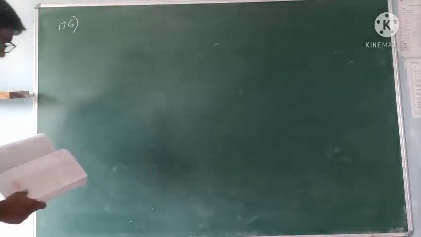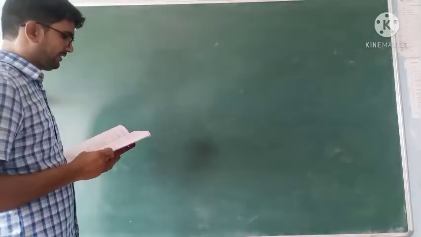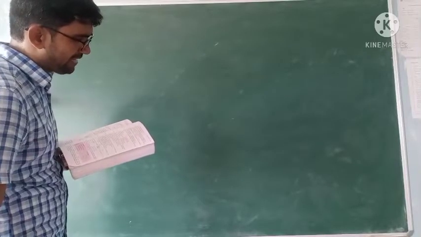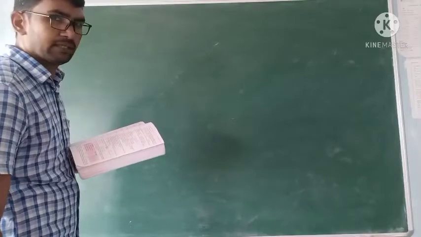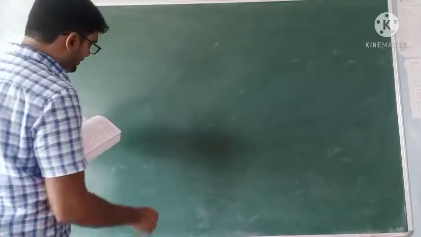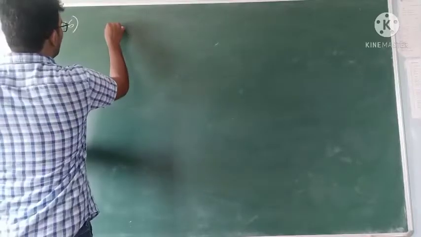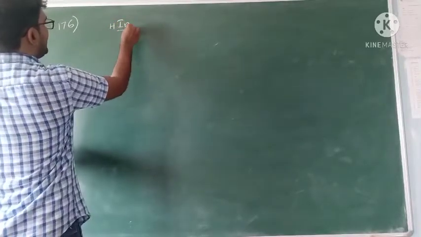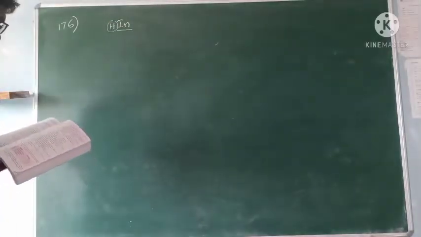Next one, 176. The ionization constant of an acid base indicator, but the given one is a weak acid. It is very clear, the given one is a weak acid. But it is an acid base indicator. So HIn. Why do I write it like this? In means indicator. This H indicates the weak acid indicator.